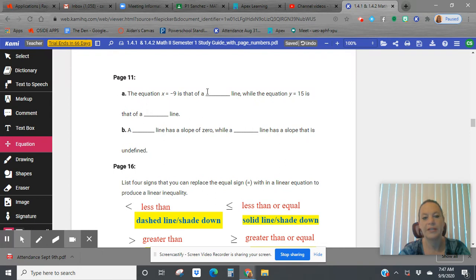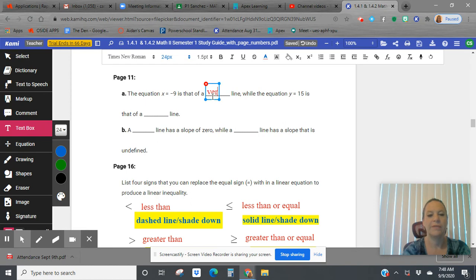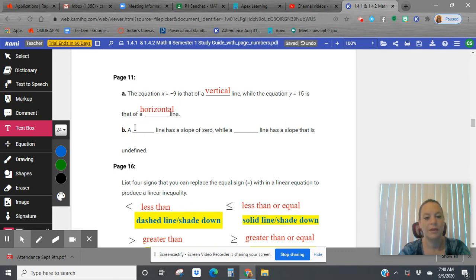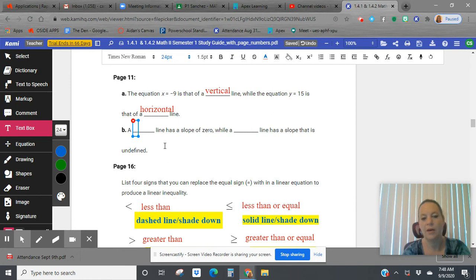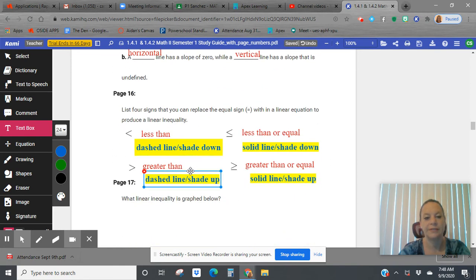This equation is that of a... So x equals 9 is my vertical line, and y equals 15 is our horizontal line. A horizontal line has a slope of 0, and a vertical line has a slope that is undefined.